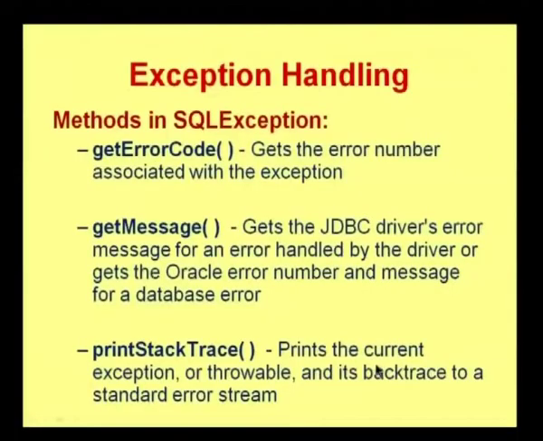Next you have another important method called printStackTrace. This prints the current exception or throwable and its backtrace to the standard error stream. Think that I am in the main method, and inside the main method I am trying to instantiate a class. While I instantiate the class and call a method, in that method I have written the connectivity. My connectivity would have caused the exception, and that exception will be thrown, and from there it will move on to your main method, and from your main method your exception will be caught.